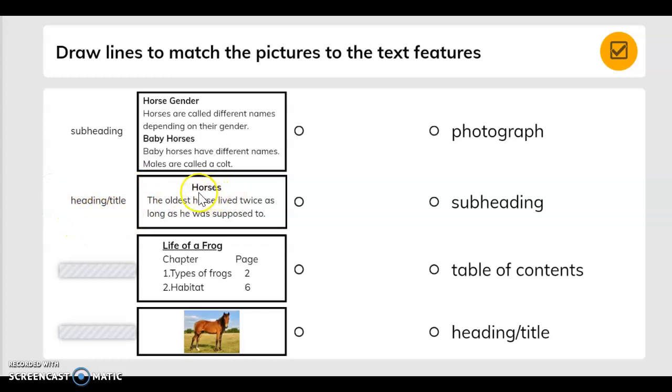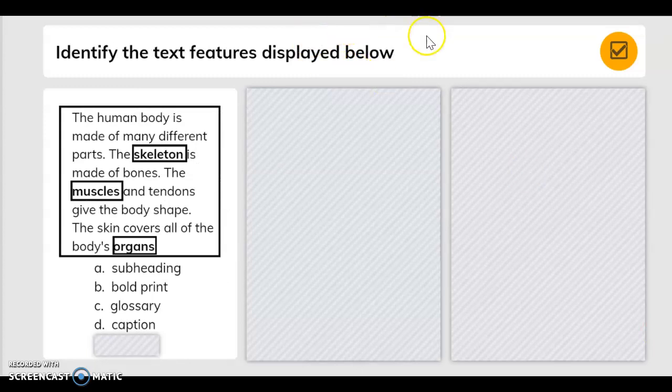Here are headings and titles. Horses. Here's an example of the table of contents. And this is just a photograph, okay? Identify the text features displayed below. The human body is made of many different parts. The skeleton is made of bones. The muscles and tendons give the body shape. The skin covers all of the body's organs. So this is an example of bold print.